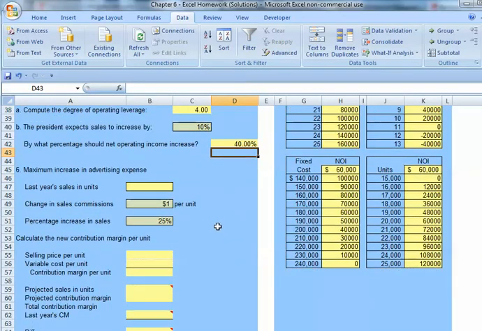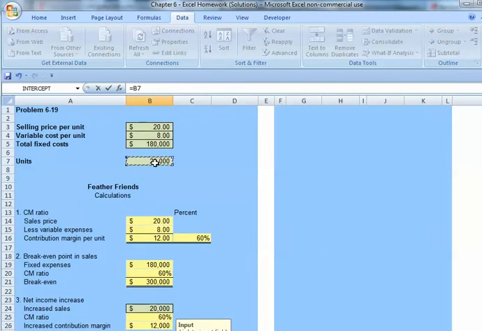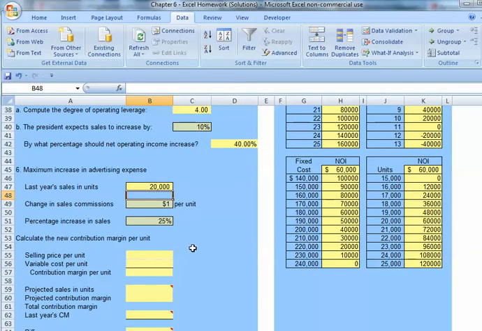Moving down, let's consider item 6. Let's pick up first our unit sales from last year. That's from above. That, by the way, doesn't agree necessarily with the figure in the textbook. We're going to use our 20,000. And we're asked to evaluate how a $1 change in our sales commissions, in other words, if we increased our sales commissions by $1, and we expect that to result in a 25% increase in sales, how would that impact our contribution margin?